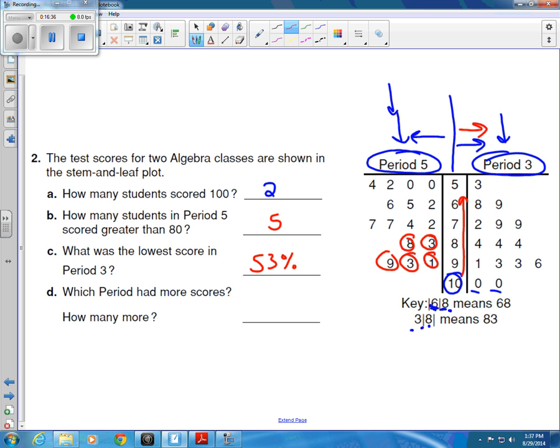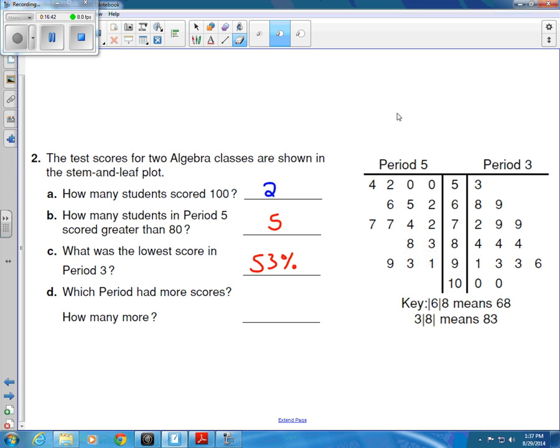Which period had more scores? Well, I'm going to erase all this just so we can take a little bit better look. Again, each leaf is representing one different data point, one actual score. So all I need to do is count my leaves up on both sides. My period 5, I have 1, 2, 3, 4, 5, 6, 7, 8, 9, 10, 11, 12, 13, 14, 15, 16. I have 16 leaves, which means I have 16 different scores.